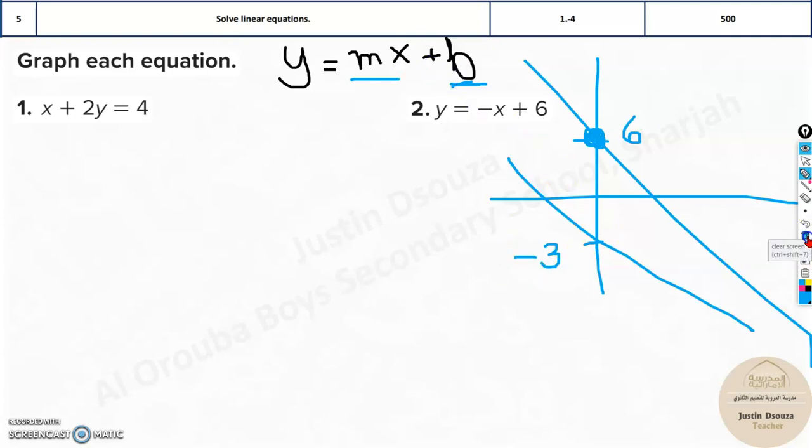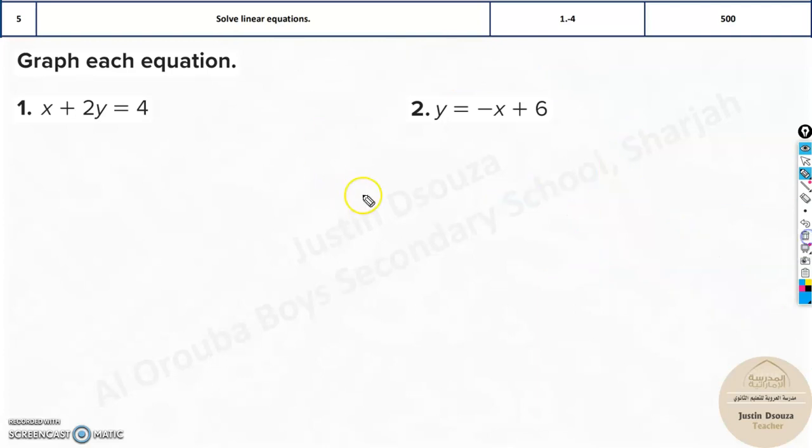b. Okay. Now, the main thing is you need to write each equation in this form, because then it will be very, very easy to solve. It's y equals mx plus b. Now let's rearrange this equation. In the last video, we saw how to rearrange in the last section. So 2y equals 4 minus x.